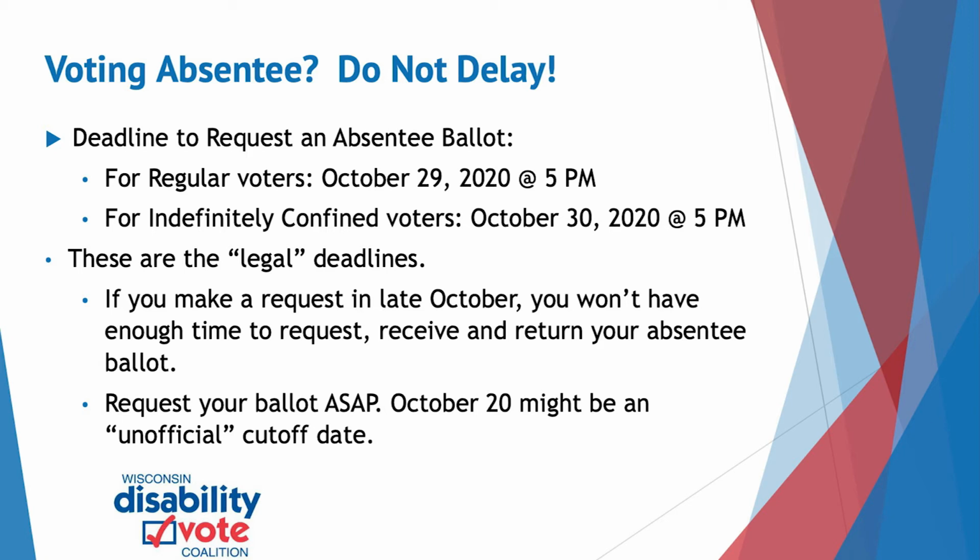If you are voting absentee, do not delay. Request your ballot now. The deadline to request an absentee ballot for regular voters is October 29th at 5 p.m. And for indefinitely confined voters, it's October 30th at 5 p.m. While these are the legal deadlines, if you make a request in late October, you won't have enough time to request, receive, and return your absentee ballot. Again, request it as soon as possible. October 20th might be the latest date to request it and have time to receive and complete it.